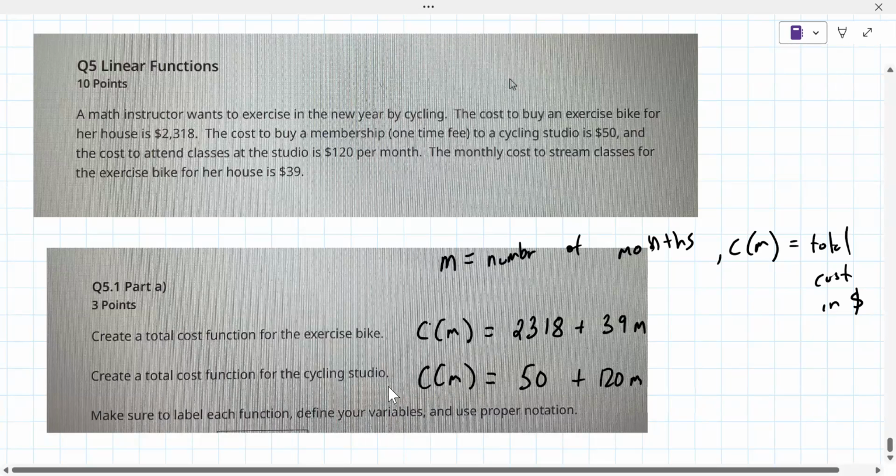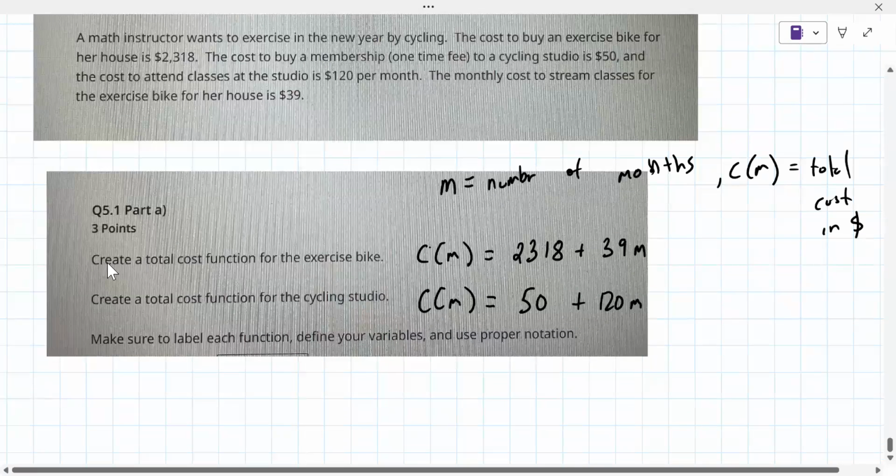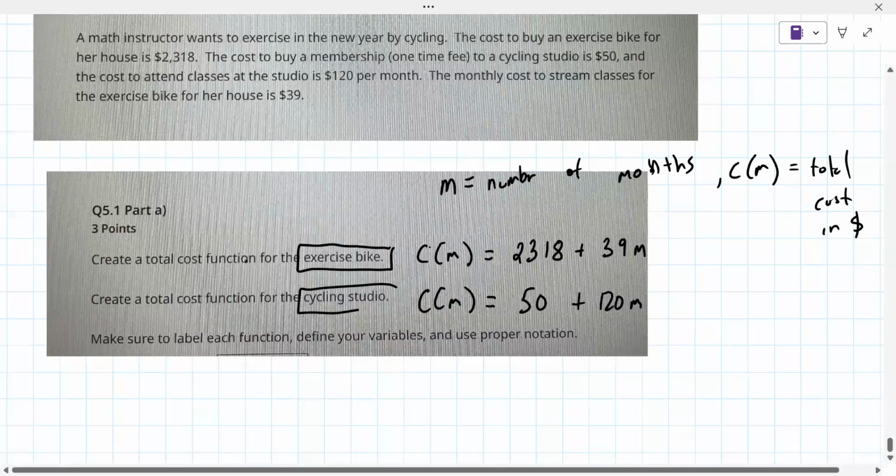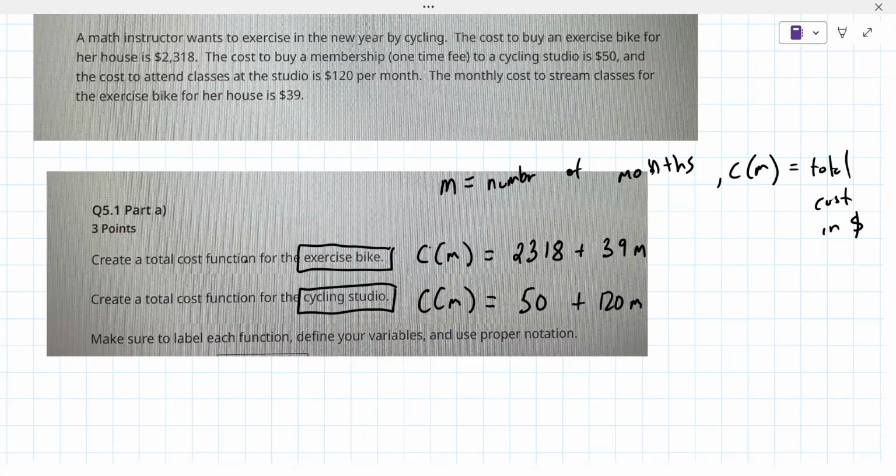Yeah. Okay. So you need to somehow indicate that one is for the exercise bike and the other one's for the cycling studio. So either put those words next to it or one level below, but you got to make that clear. And then part B, which I was figuring that's what I was going to ask you, is to graph. It's got a couple of parts to it. So let me know when you're ready for us to do part B.